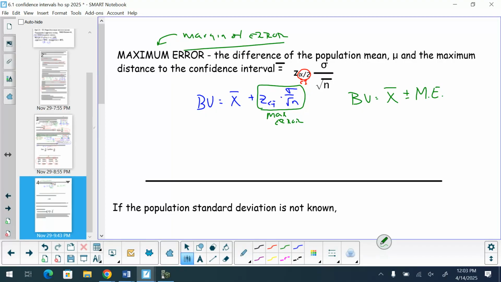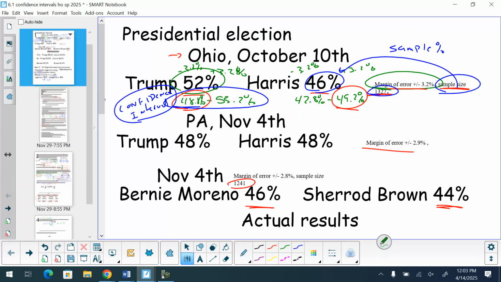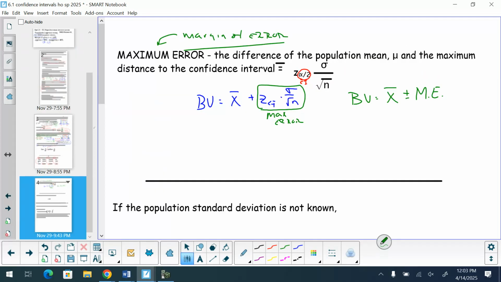Your margin of error. Yesterday we dealt with Trump at 52.46. We had a margin of error of 3.2, so this margin of error was 3.2%. This here was our sample mean. These were our sample means, and then we add or subtract our margin of error. So this here is our maximum margin of error, how we can calculate our error values.